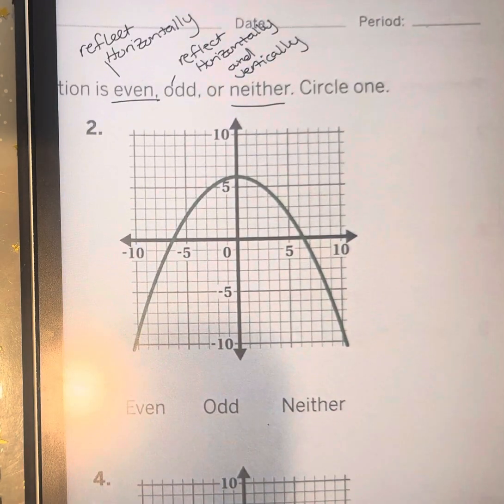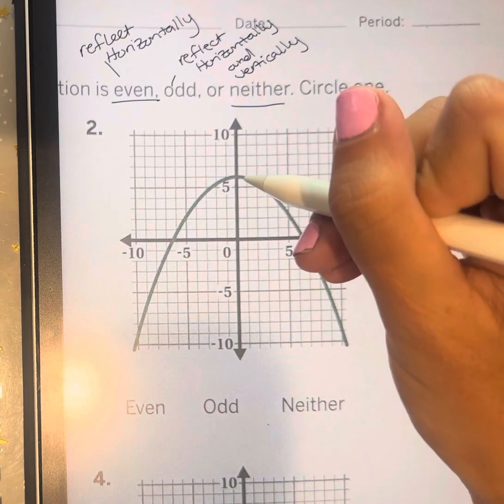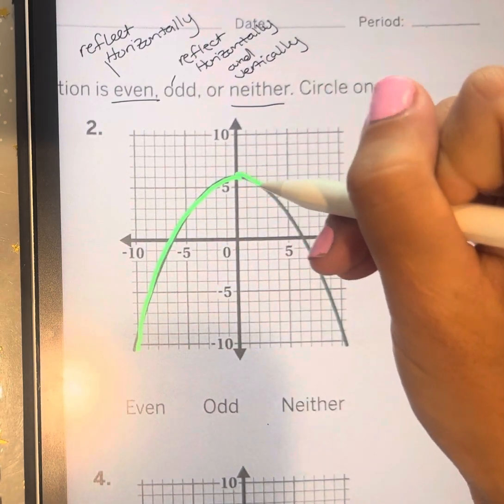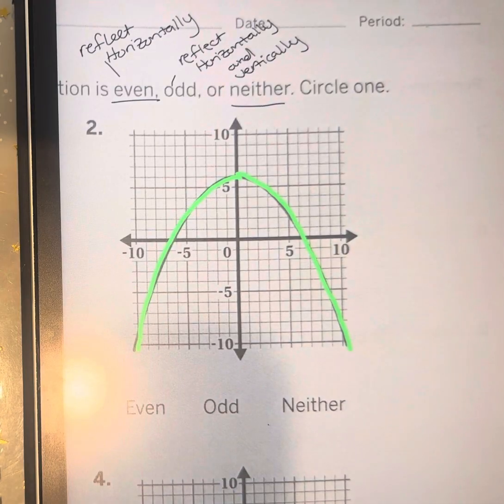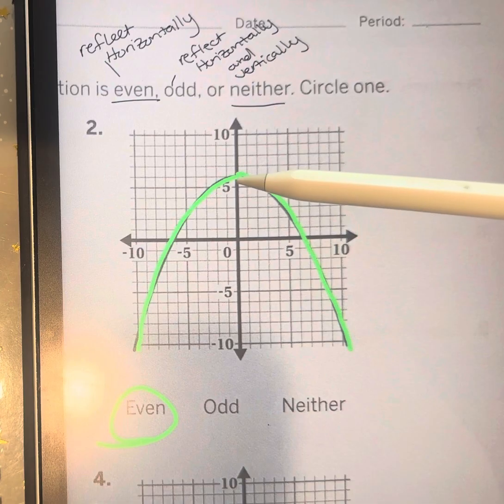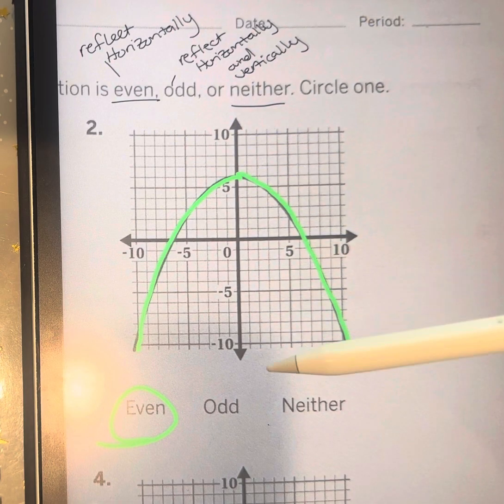Okay, let's go see this guy. If we were to flip him horizontally, this part would flip this way. And this part would flip this way. And we'd have exactly what we started with. Even. Okay? I don't even have to check if it's odd. Usually a function is not both. However, just in your head, if you flipped it, it'd be upside down. It definitely wouldn't be the same.